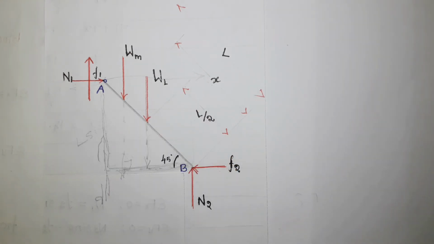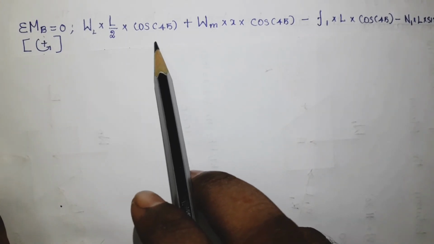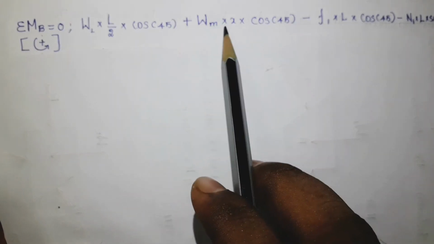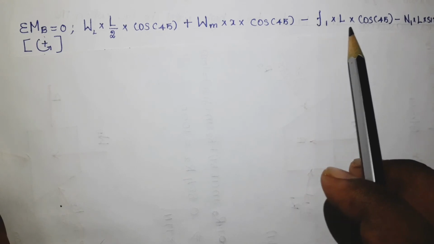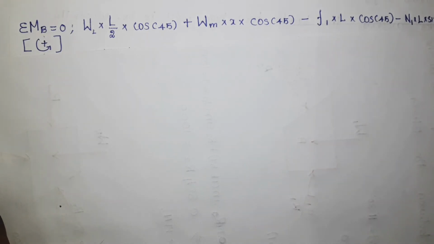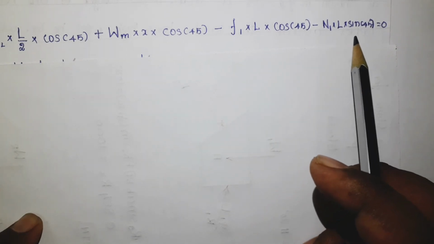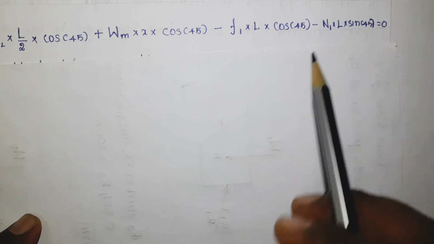Now let us go to the equation again. So this is the moment equation: W into L by 2 cos 45, Wm into x cos 45. These two are anti-clockwise moments, so they are positive. The next one is minus F1 into L cos 45. This is a clockwise moment, so it is minus. Then N1 into L cos 45 degree, which is equal to 0. This is also a clockwise moment, so it is minus.